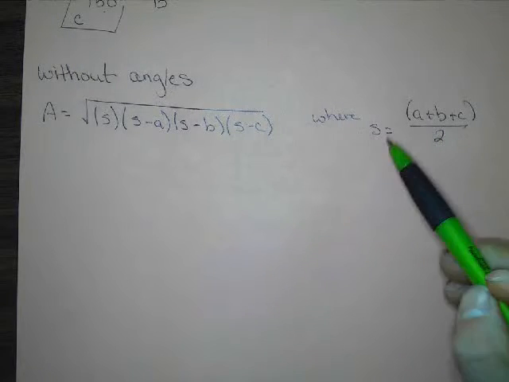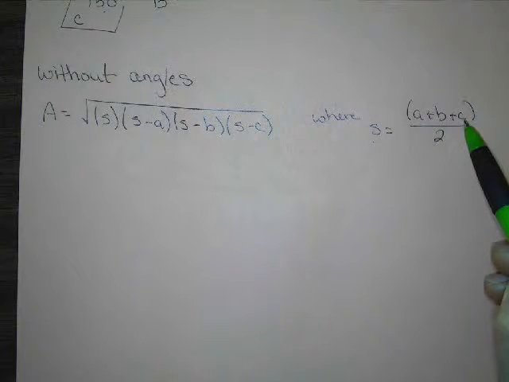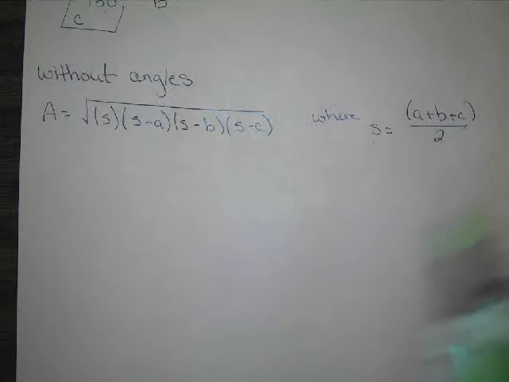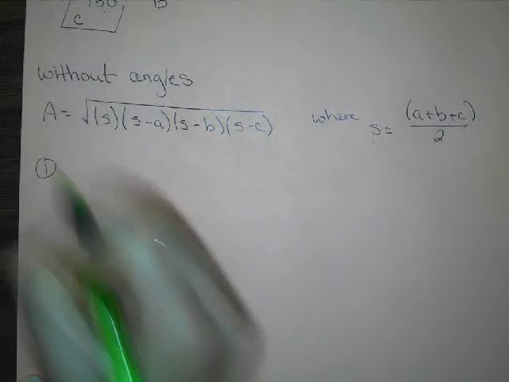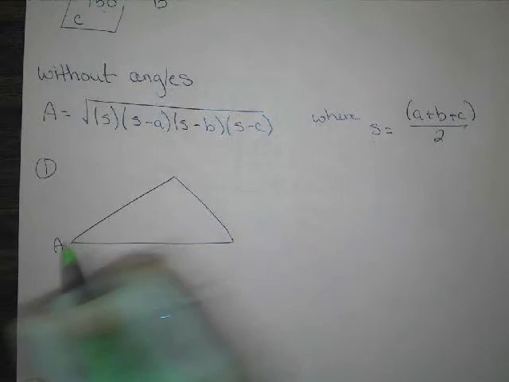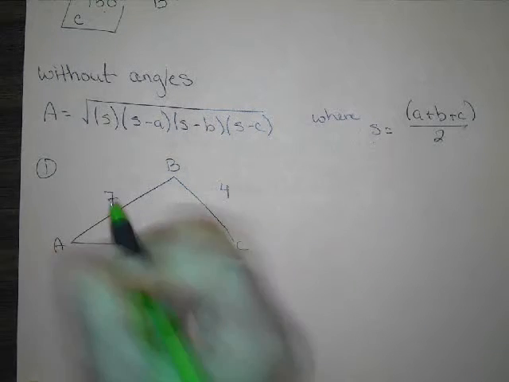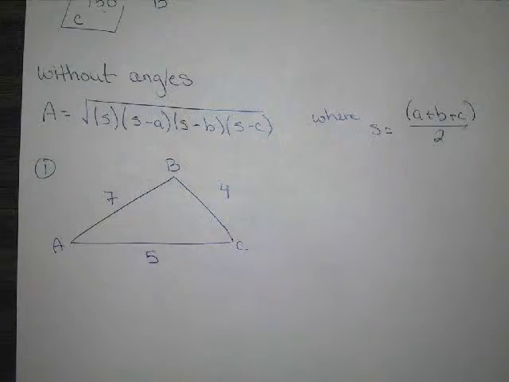So when I use this formula, I need to figure out what S is, and I do that by adding A, B, and C. You'll notice these are lowercase, which means these are going to be the side lengths of the triangle. So let's say we have a problem here. Looks like this. Give you guys a second to draw that.